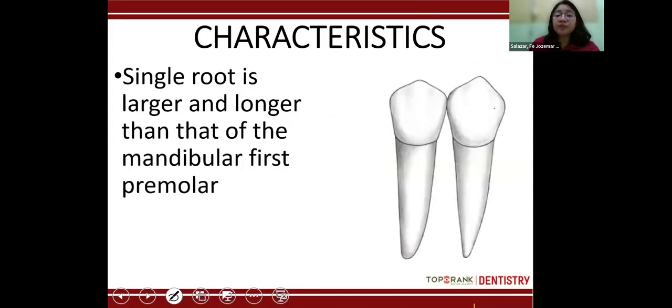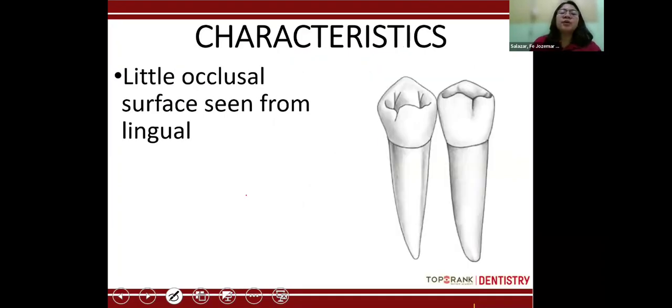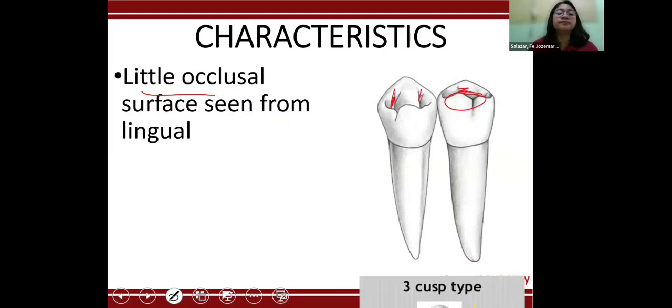Okay, single root, which is larger and longer than that of the mandibular first premolar. Buccal cusp is equal to the lingual cusp. The size, the width, are the same. Because the lingual cusp is more developed, you could see little occlusal surface from the lingual, unlike this one, where you can see it.